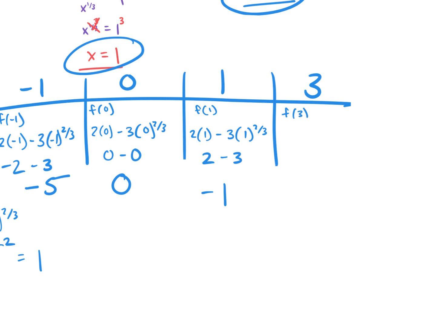Next, let's plug in 3. 2 times 3 minus 3 times 3 to the 2/3 power. Here you can plug it into the calculator. On WebAssign, there's some questions that your critical numbers end up being a square root. You can just leave it as a square root or leave it as a fraction here just so we can tell what's our critical number and what's not. Plug it into the calculator. We get -0.24, I think. Yeah, -0.24.